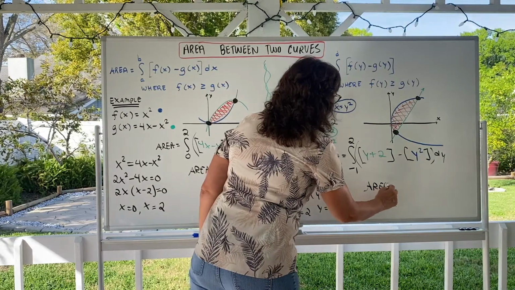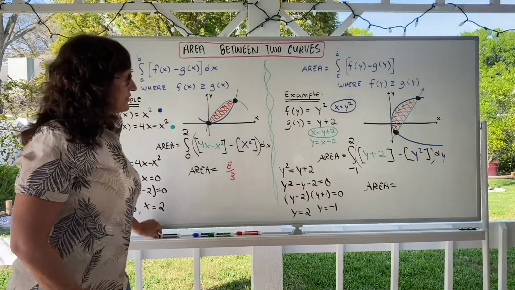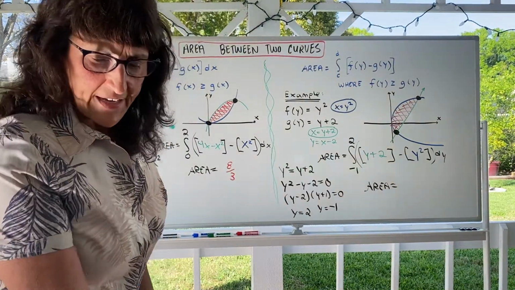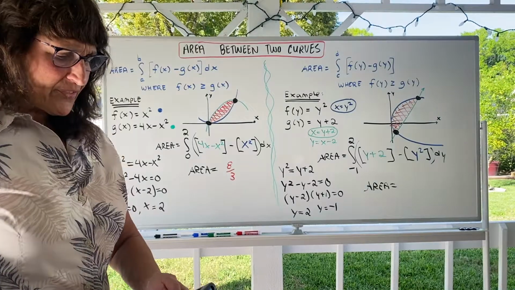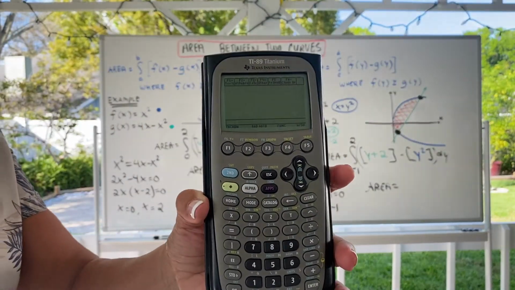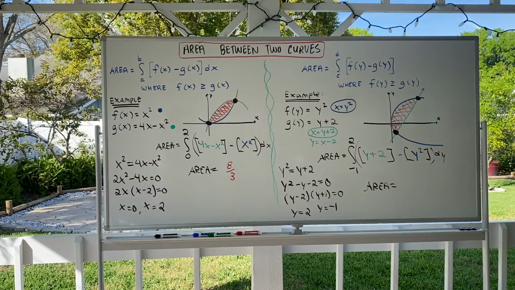Now let's use the technology to compute this area. We'll use the TI-89. Grabbing the TI-89, I'm going to clear out the last problem, go back to the home screen, and let's do this numeric integration. Take a look at the board again. We want to integrate from negative 1 to 2 the line y plus 2 minus y squared.